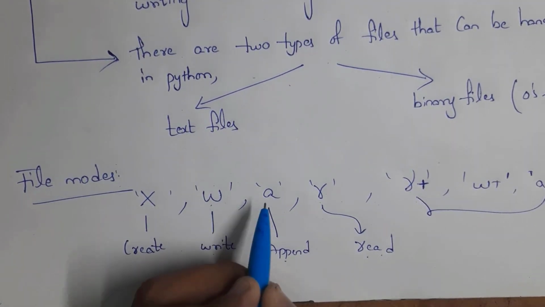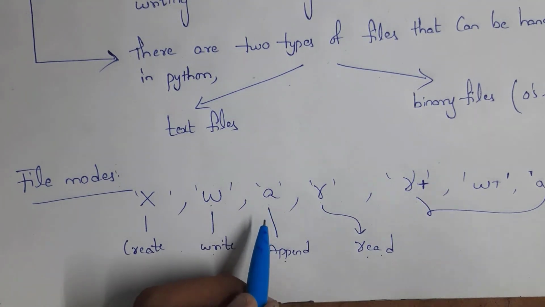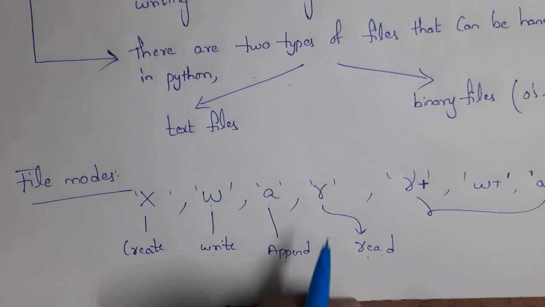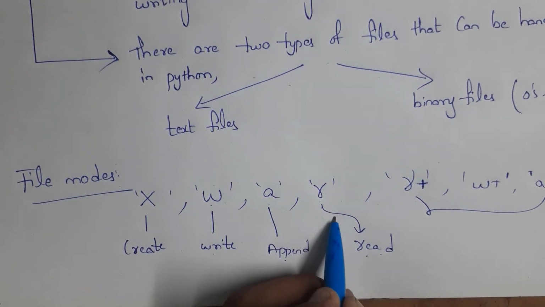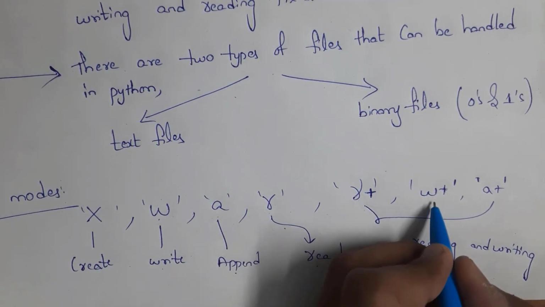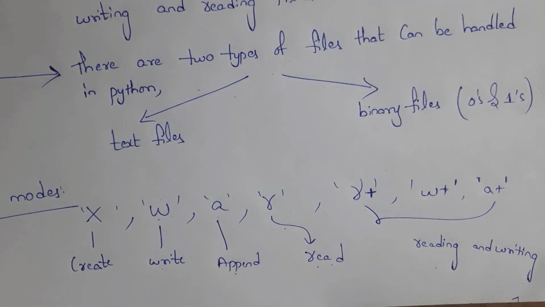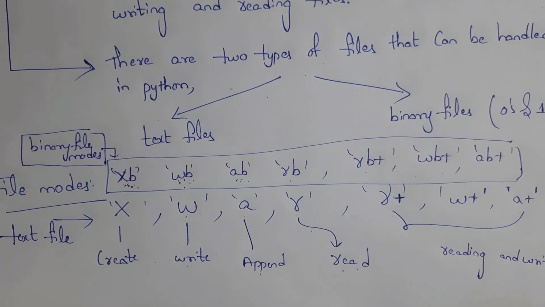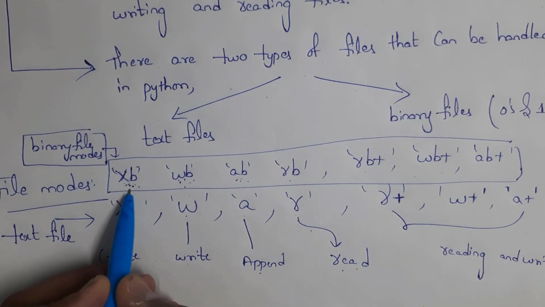By using write mode and append mode, we can only add text into our file, but we cannot read that file. And similarly, by using read mode, we can only read that file, but we cannot add any text into that file. By using read plus mode, write plus mode and append plus mode, we can perform both read and write operations. That is, we can read files and as well as add text into that file. All these modes are applicable only for text files.